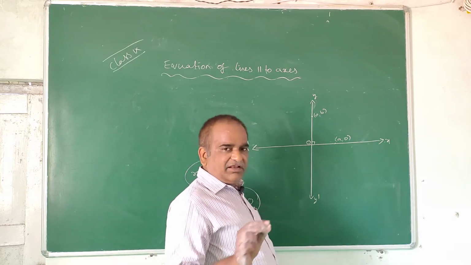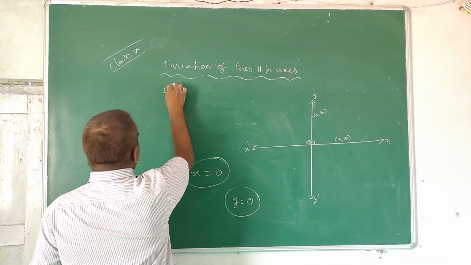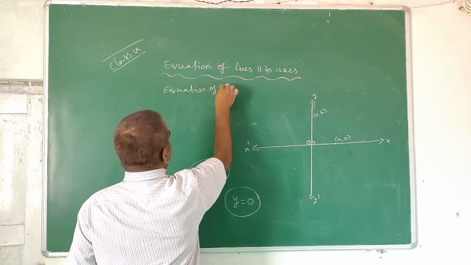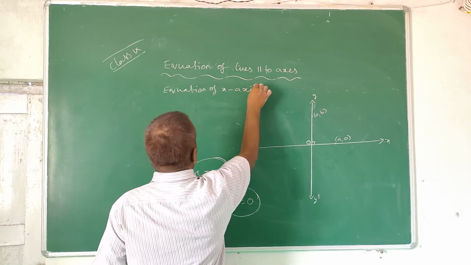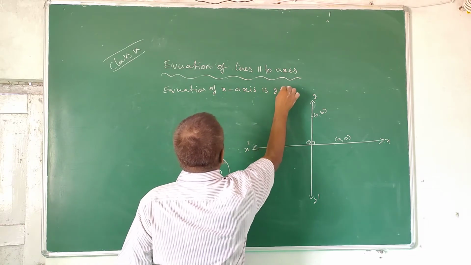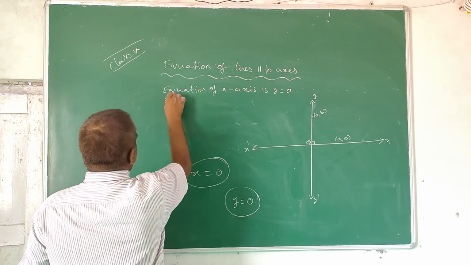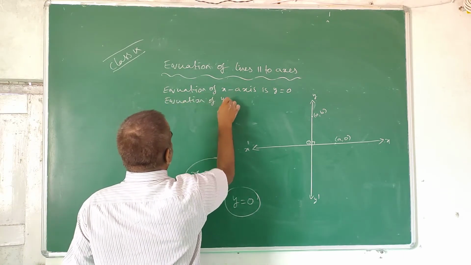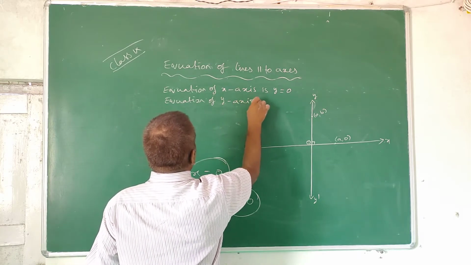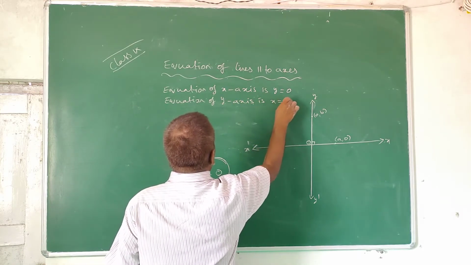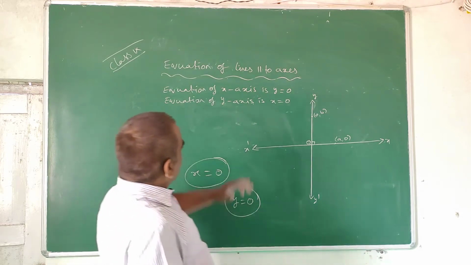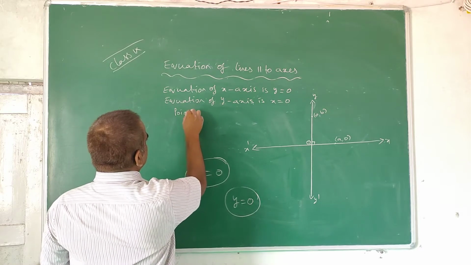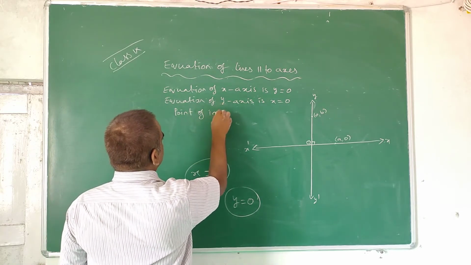I think it is very clear for you. So here I will write the things which you have understood. Equation of x-axis is y is equal to 0. Equation of y-axis is x is equal to 0, and the point of intersection of these two axis lines is (0, 0).